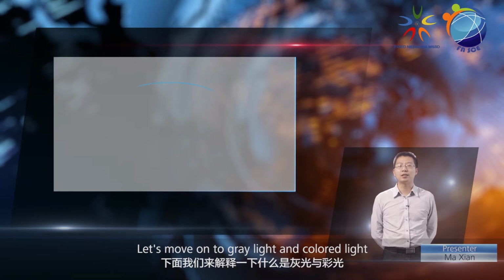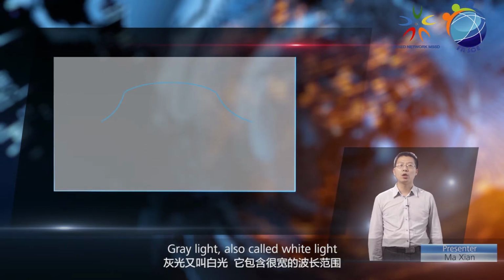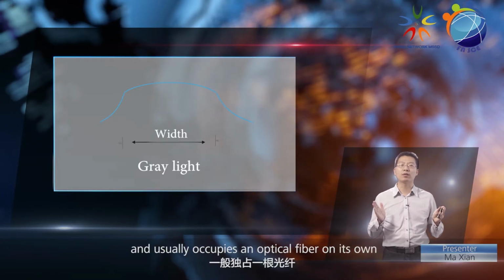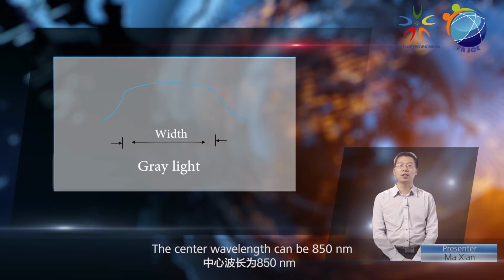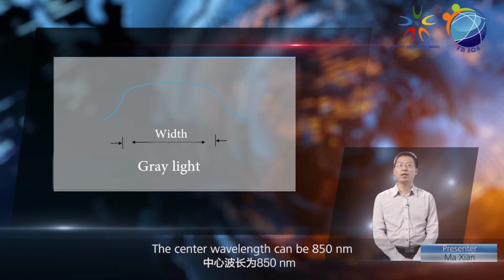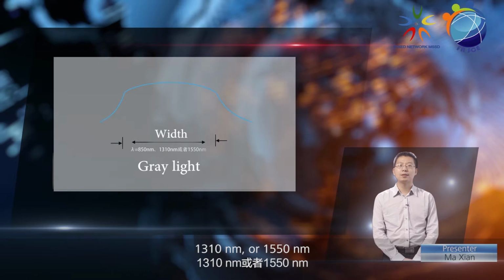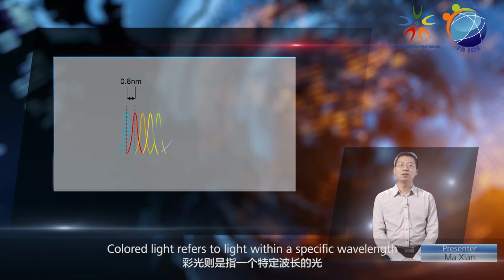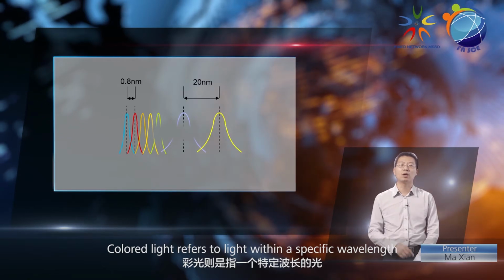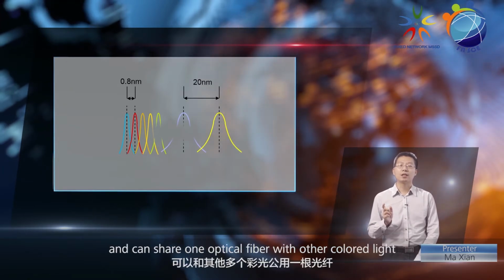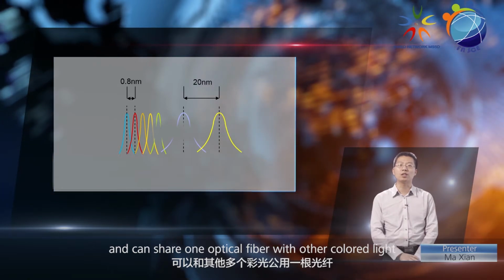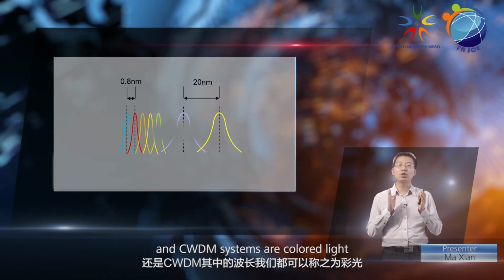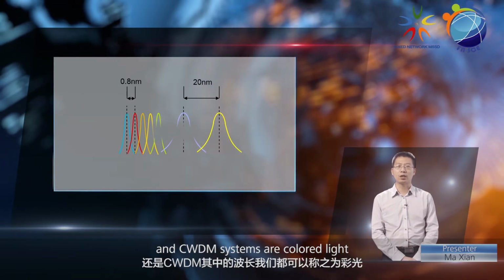Let's move on to gray light and colored light. Gray light, also called white light, has a broad wavelength range and usually occupies an optical fiber on its own. The center wavelength can be 850 nanometers, 1,310 nanometers, or 1,550 nanometers. Colored light refers to light within a specific wavelength. The wavelength range is narrow and can share one optical fiber with other colored light. The wavelengths used in both DWDM and CWDM systems are colored light.